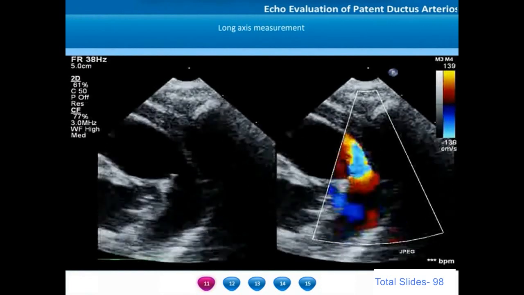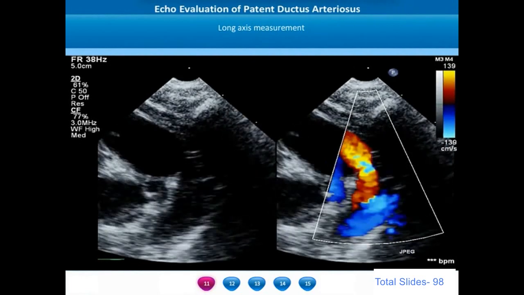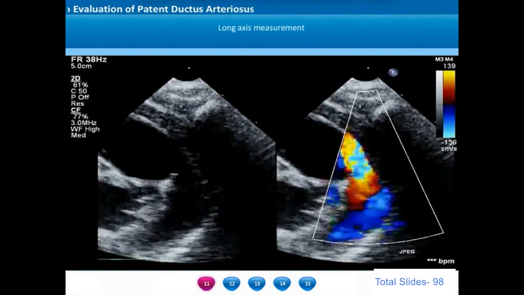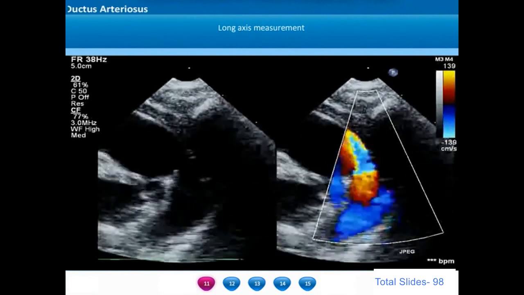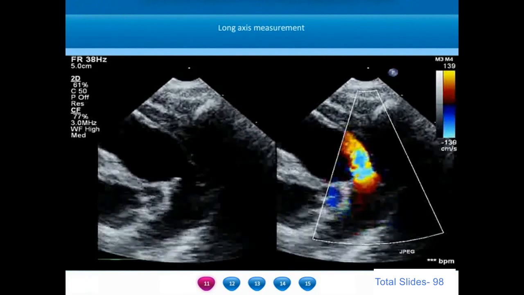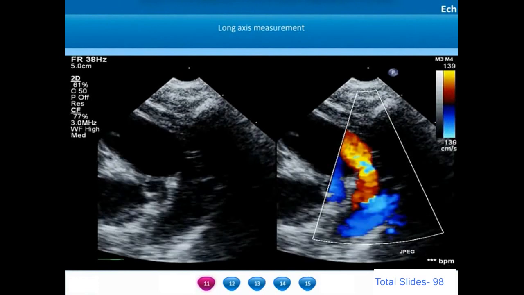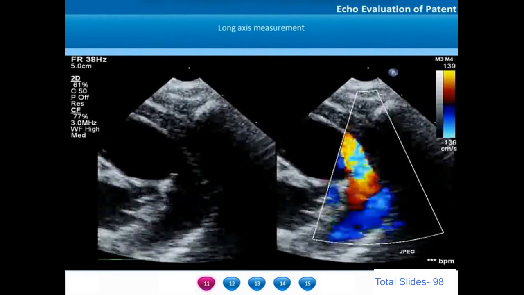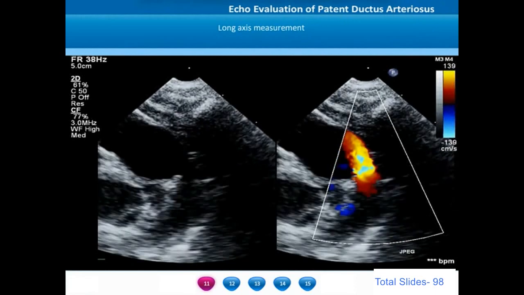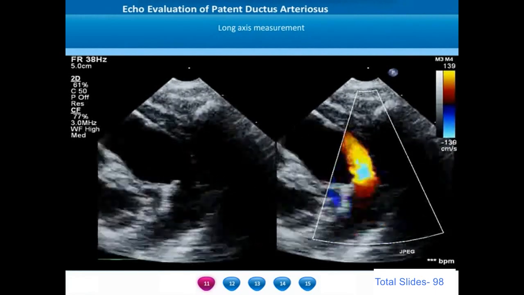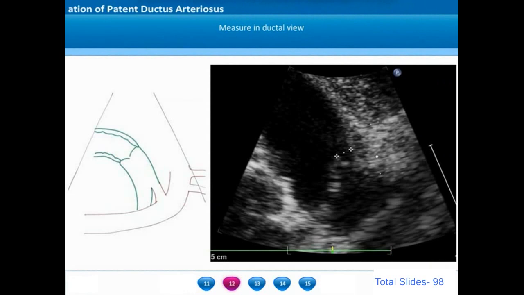Once we get this ductal view, this shows the long axis of the ductus. That means from the posterior end of the ductus to the anterior pulmonary artery end of the ductus, the entire ductus is displayed. Once we get this view, we can freeze the frame which has got the maximum size of the ductus and then measure it. This is how a ductus is measured at the pulmonary artery end. Cursors are placed on either end of the ductus in this ductal view and the measurement is taken.